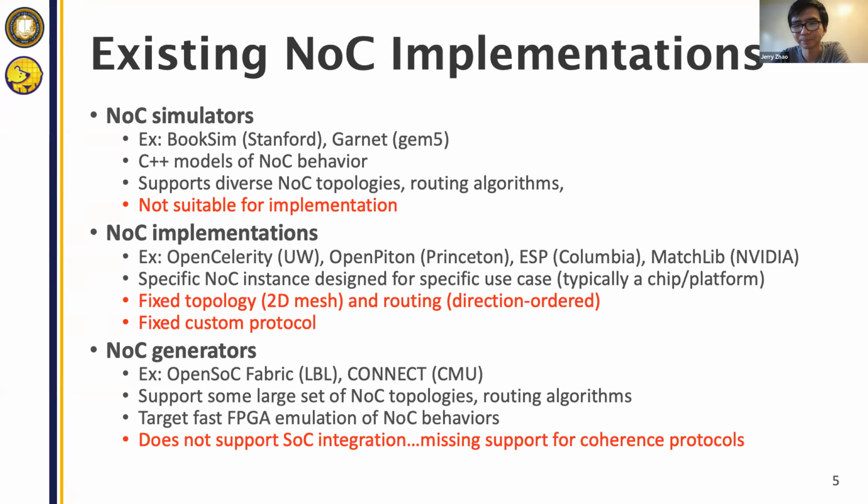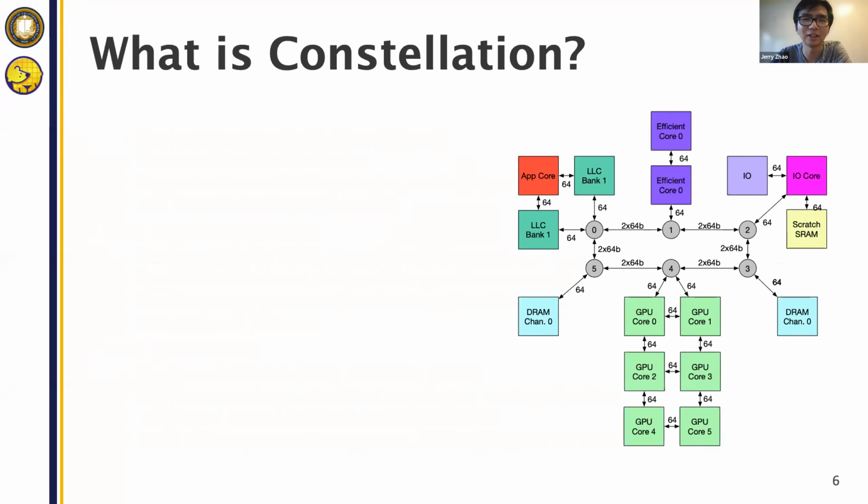So what we're missing here is really a deeply parameterized NoC generator that supports prototyping of highly diverse and heterogeneous NoC architectures while still presenting standard interfaces for SoC integration. And so this is where Constellation fits in.